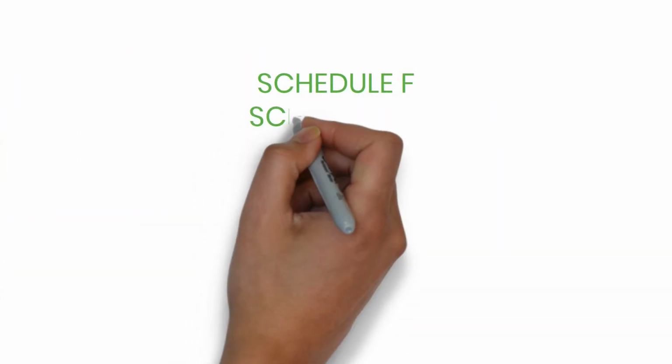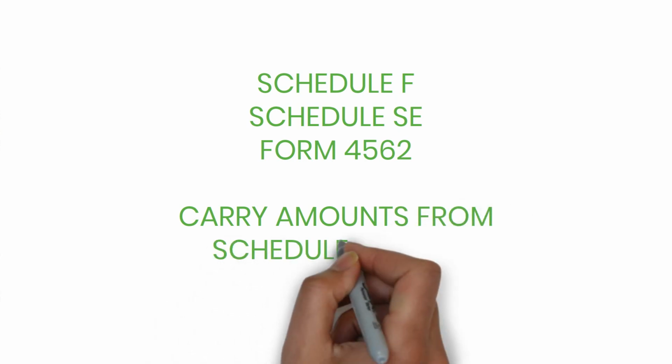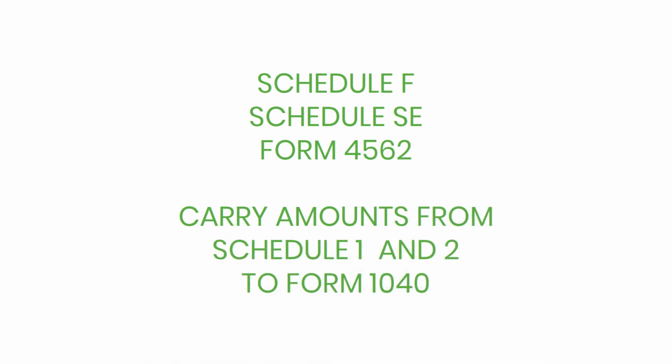Your Schedule F, your Schedule SE, and your Form 4562 are now complete. Make sure to carry the amounts from Schedules 1 and 2 to your Form 1040.